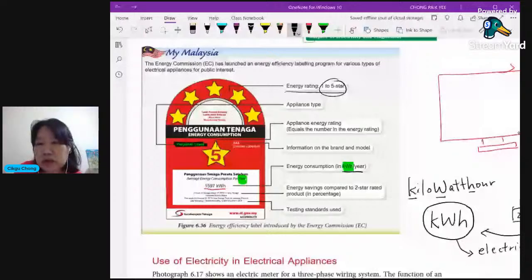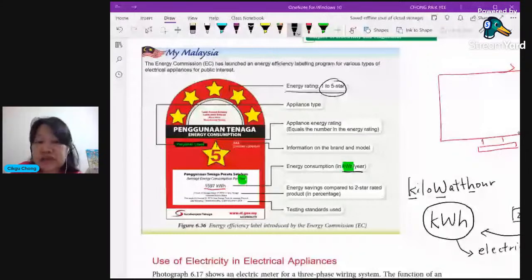Later we will see how to measure our electrical bill. So this is kilowatt hour. The lower this kilowatt hour, the less electricity it will use. That means you pay a lesser bill, and it helps you to save electricity. So this is the energy efficiency labeling program. You'll find it on electrical appliances before you buy. This is to give advice to a consumer to know whether this is energy saving or not.